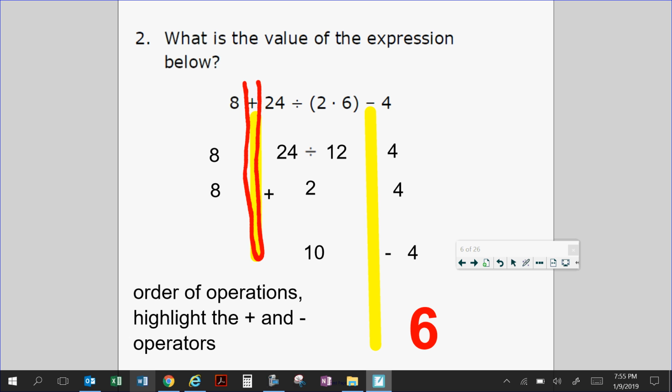Notice how by highlighting it, it's breaking it up into terms. The left side is 8. And how would you solve the middle? 24 divided by, and what number is going to fall into this parenthesis? 12. 24 divided by 12 is 2. Then the right side is 4. So 8 plus 2 is 10. Take away 4 is 6.